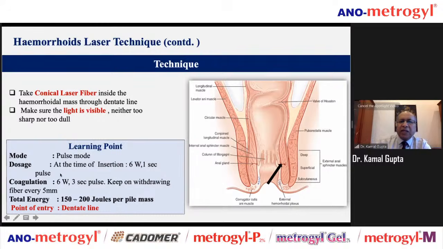Then dosage. At the time of insertion of fiber, it is 6 watts 1 second pulse. And once we start the coagulation, it is 6 watts 3 second pulse, and we keep on withdrawing the fiber every half a centimeter. Total energy should not exceed 200 joules per pile mass. That also when the pile mass is bigger. But if you are at grade 2 or grade 3, then maybe 70 to 100 joules will be given because you are entering from the dentate line.